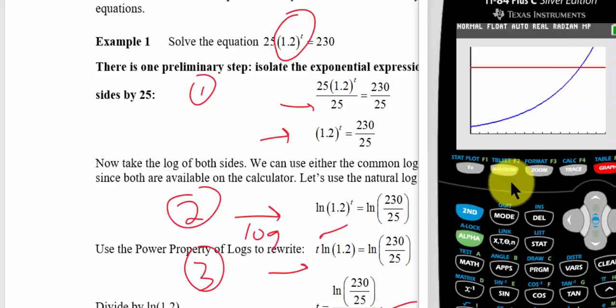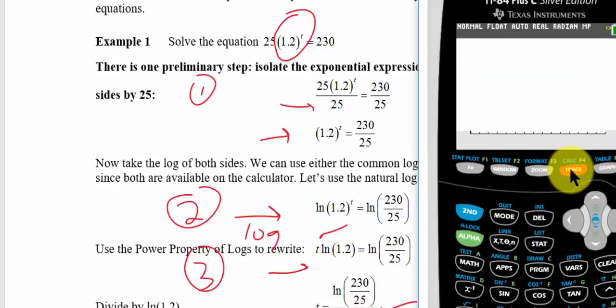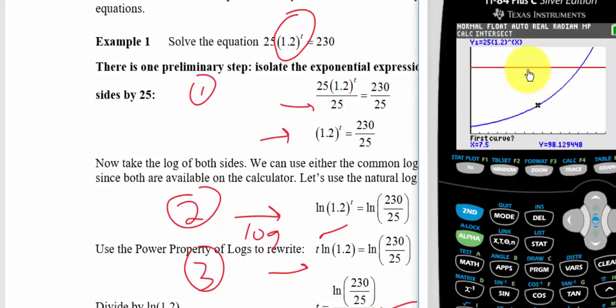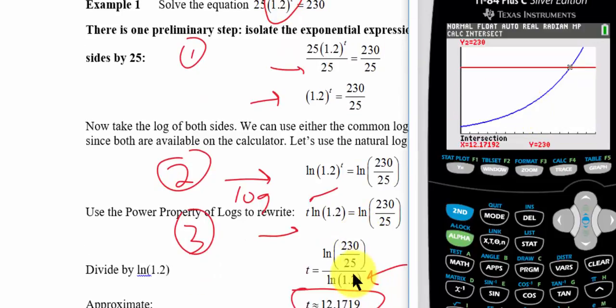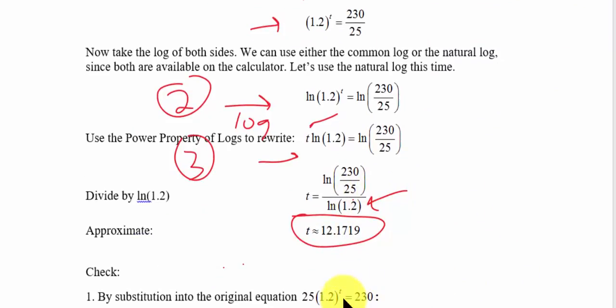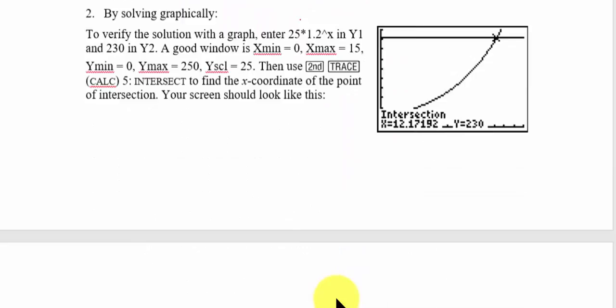Okay, so to get the intersection, if you recall, we press second, trace, number 5 for intersection. We have 2 curves, so we press enter, enter, and then our guess, enter. And the intersection happens at 12.17192, which is what we have down here. So we've actually solved this example 3 times. We solved it with logs. We solved it by graphing. And we actually just verified our answer with the check, right, by putting in that 12.1719 in for t. So we didn't actually solve it 3 times. We solved it twice, and then we performed the check.